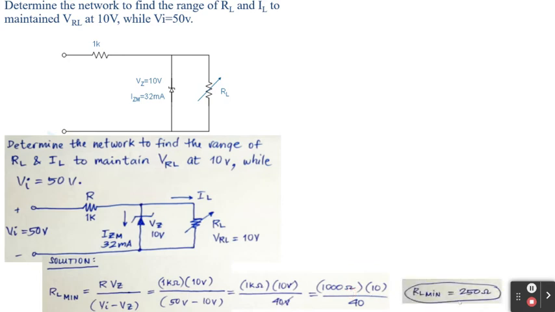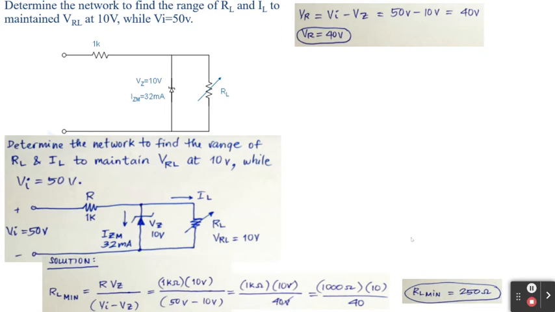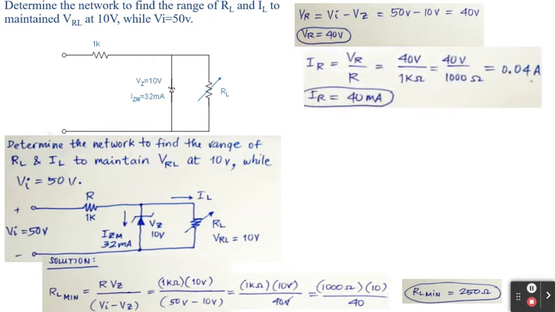And finally, the RL min will really be 250 ohms. In the case of VR, the VR will be taken from VI minus VZ. So 50 volts minus 10 will be 40 volts. So VR will be equal to 40 volts.